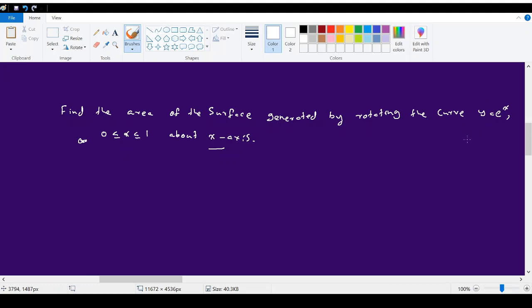So just simply, as they have already subjected the y coordinate, we will use dy by dx for the ds term. And as we have an x-axis rotation, we will use the formula 2 pi y ds as our main formula for the surface area. For ds, since we have dy by dx, we can use the square root of 1 plus dy by dx squared, and since this is dx, we will have dx here.